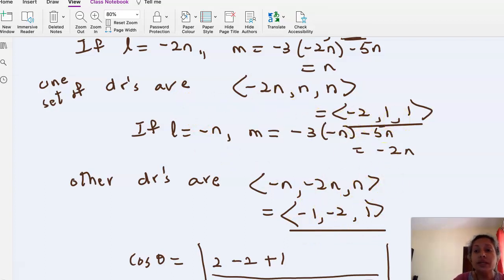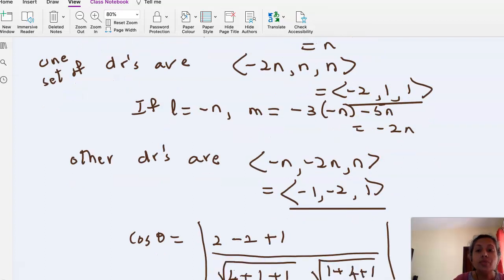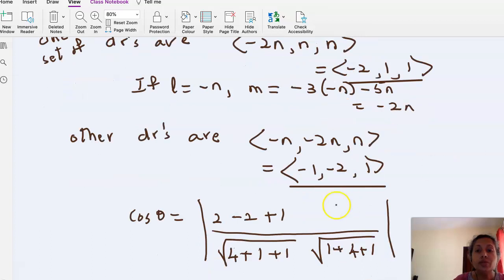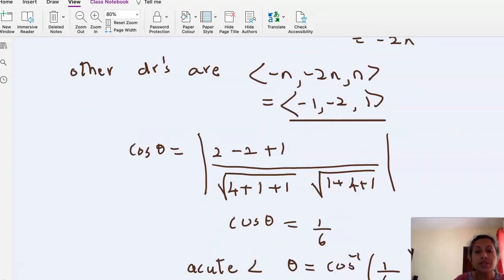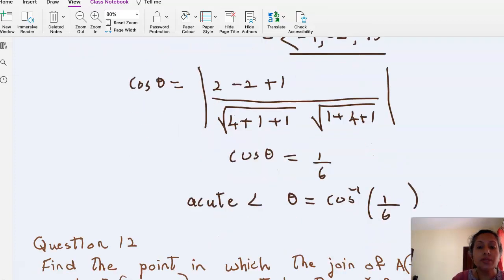Now you can find the angle theta. So cos theta will be (2 - 2 + 1) by root of 4 + 1 + 1 into root of 1 + 4 + 1, that is 1 by 6. So your acute angle theta is cos inverse 1 by 6. So that completes this problem, and again this is a different type of problem, so please mark this problem.